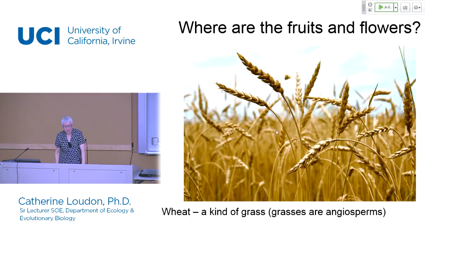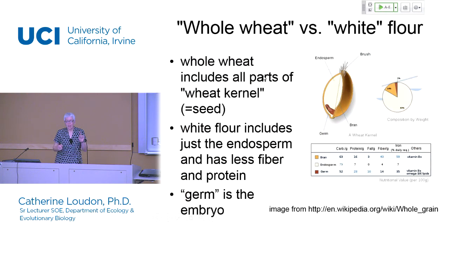So wheat is in fact a kind of grass, and if you look at wheat, then you do not see the kind of colors and scents that attract vertebrate or invertebrate animal pollinators. So if we actually take a wheat seed and look at the structure, then we can connect this back to the life cycle diagram that we were just looking at.